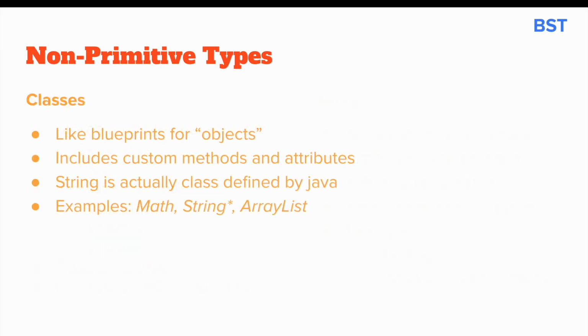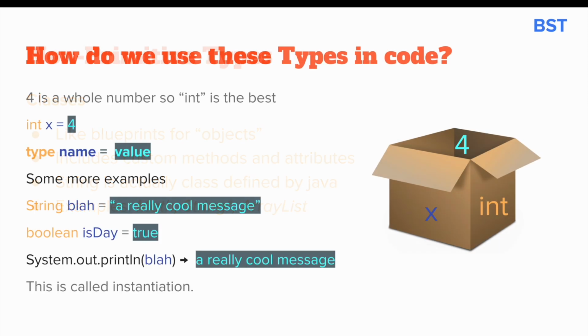And classes, which are the most complicated type, are the overarching blueprint for objects. They can include custom methods you make, attributes, and there's countless examples of them. String is a class made by Java, which is coded as a class. So if you code a class for dogs, you might include a method of pet, the attribute of a name, and you can create a new object in instantiation.